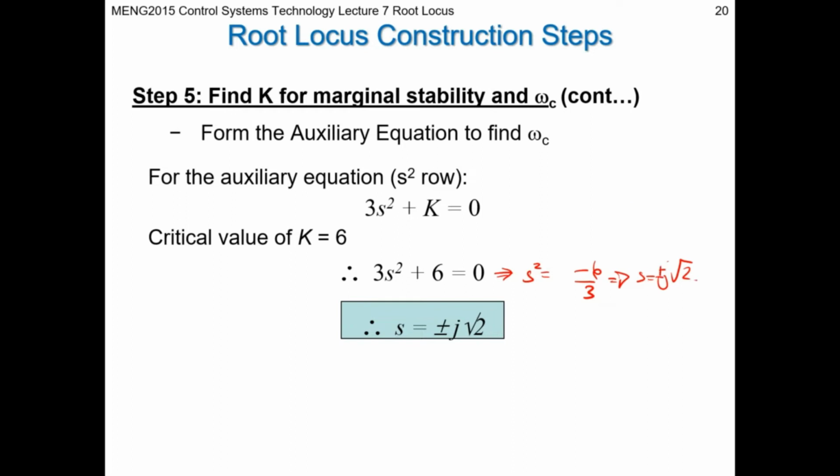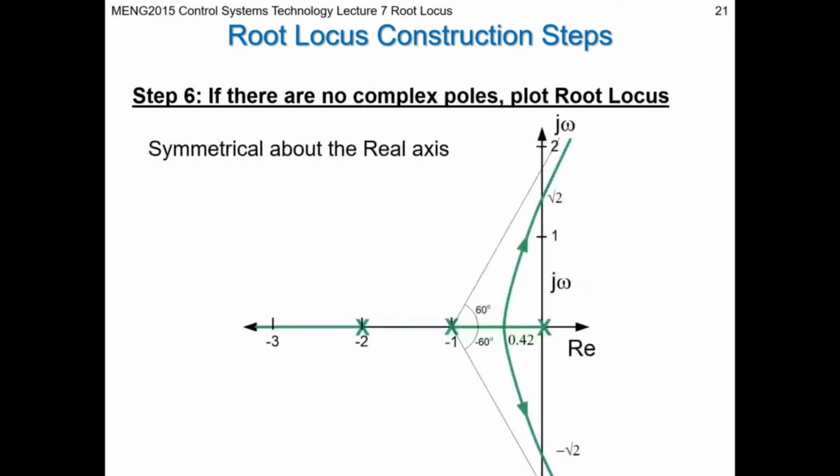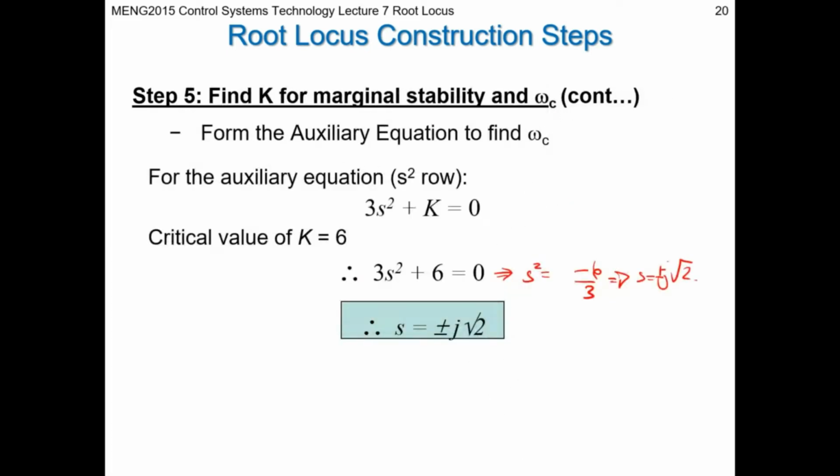Right, so that's the value of s for marginal stability, and that also, we learned before, corresponds to your critical frequency. So that's the frequency of oscillation of your system when it's in that critical or marginally stable condition. The frequency is actually root 2 radians per second. That's the frequency of oscillation.